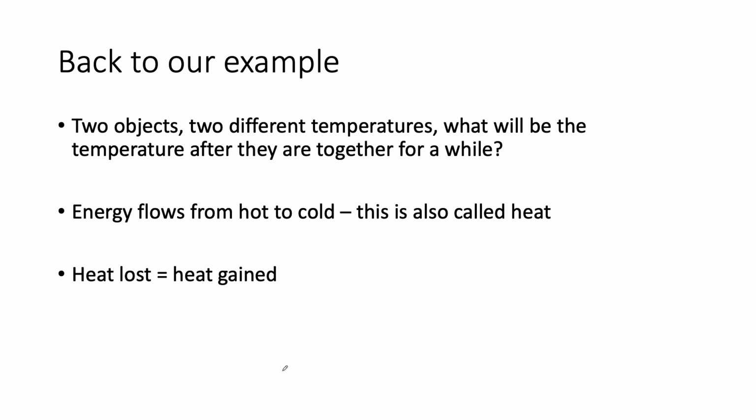So we're going to go back to our example and take a look at how the objects can affect what the final temperature is. And this is going to be important. Heat loss equals heat gain. So object 1 is going to lose heat, object 2 is going to gain heat. And whatever energy is lost from object 1, object 2 is going to gain. It will always go from hot to cold. And that's important. So let's take a look at what's happening.